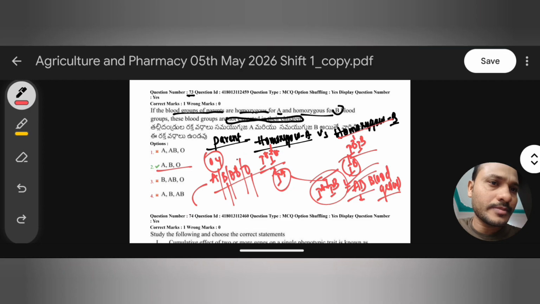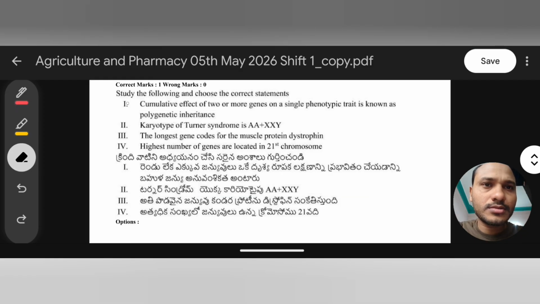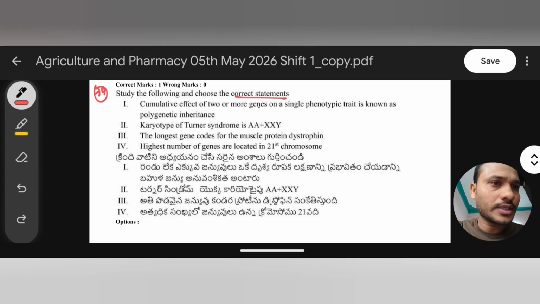Okay, remember. Let's analyze question 74. Study the following and choose the correct statement. Four statements are given. First, the cumulative effect of two or more genes on a single phenotypic trait is known as polygenic inheritance. Second, the karyotype of Turner syndrome, which we discussed in the previous class, is given here as XXY. Third, the longest gene codes for the muscle protein dystrophin. Fourth, the highest number of genes are located on the 21st chromosome.